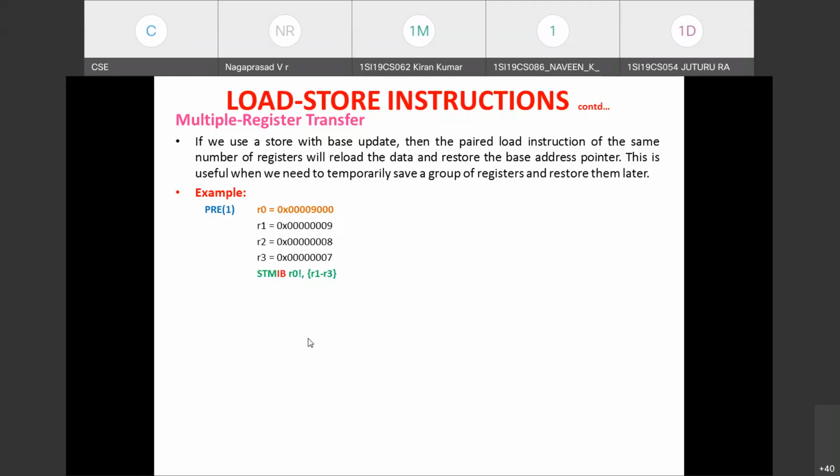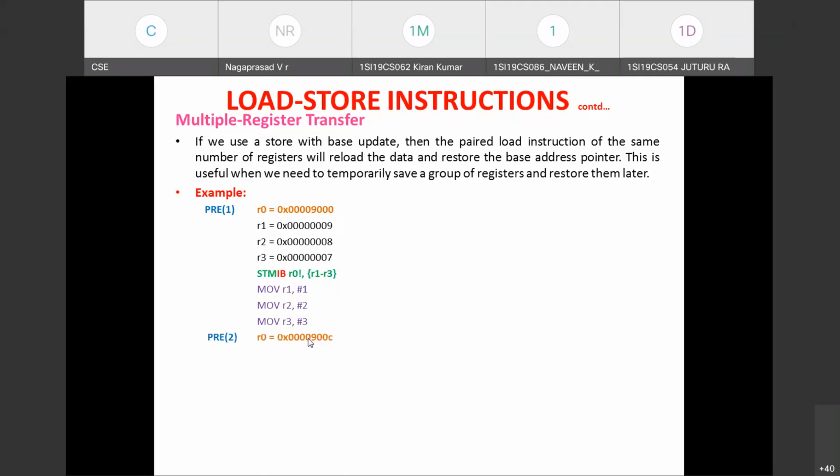Okay, how actually it is done with the example you are seeing here. Just observe what is the R0 register content. It is 9000H, and R1, R2, R3 are having the data 9, 8, and 7 respectively. The instruction used is STMIB R0, R1 to R3. Three registers are being saved. Now we are trying to corrupt the data held in R1, R2, R3 register. We are trying to write some other data to these registers. Now we need to restore back the content of R1, R2, and R3.